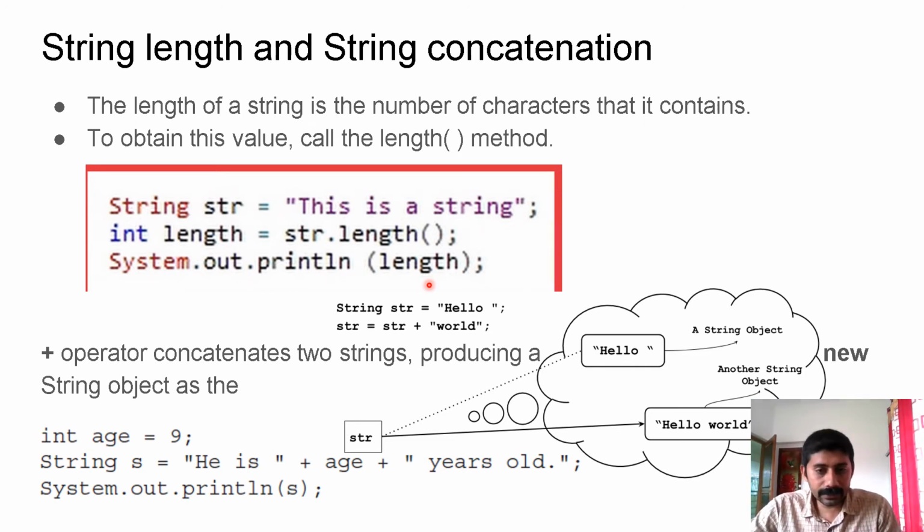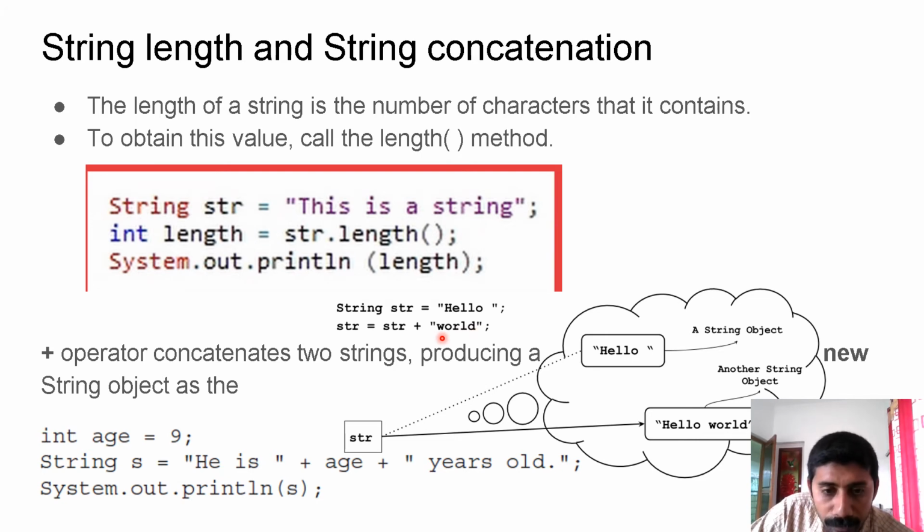Now another thing, earlier I mentioned string literals are immutable. String objects are immutable. What is the effect? I can still do string concatenation and other operations. The plus operator concatenates two strings and produces a new string object. By joining two strings, I can create a new string. String str hello. I am creating a new string. Str equal to str plus world. Means I am expecting hello world.